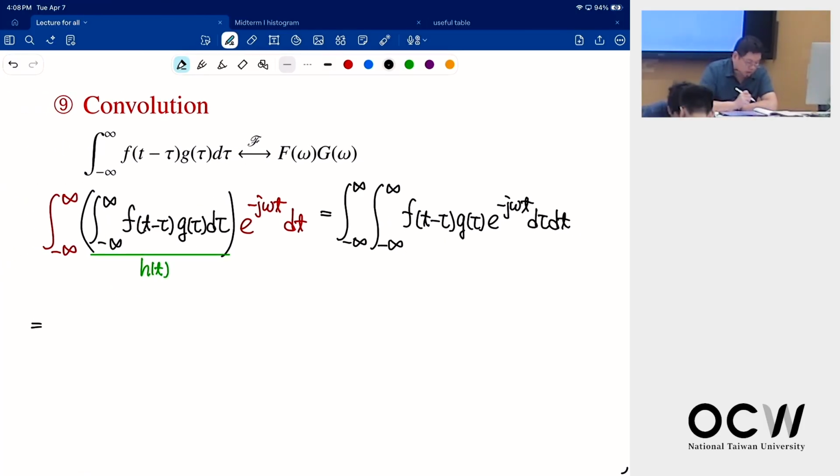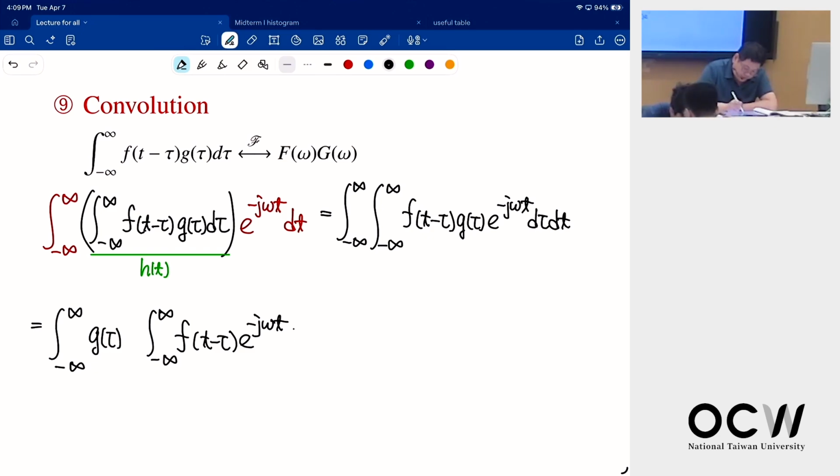So let's rearrange this integration. Let's deal with the dt first. So let's put everything with tau outside. Then we have f(t minus tau) e to the minus j omega t dt and d tau.